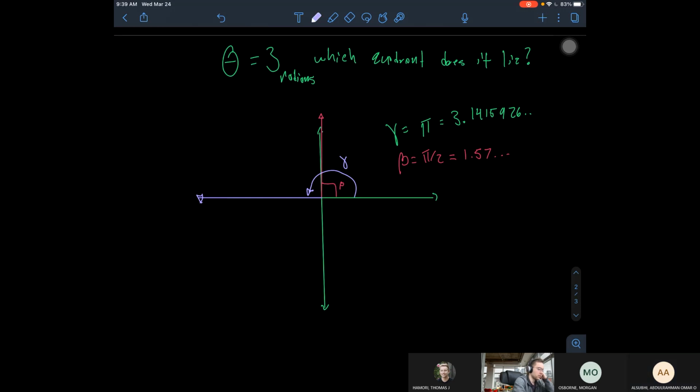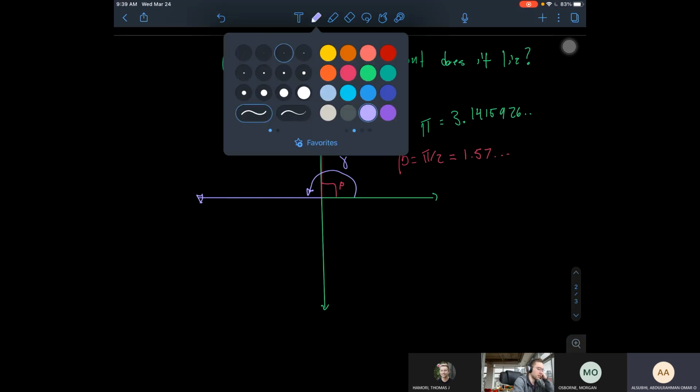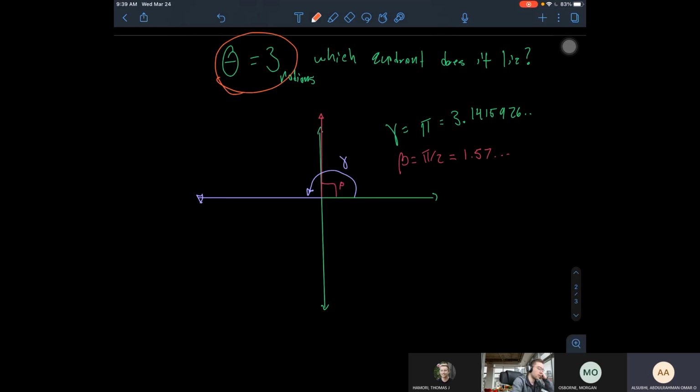In which direction do you think theta is facing, if theta is 3 radians? I think in the second quadrant. Yeah, it should be facing somewhere in this region, probably closer to pi than it is to 1.57, right?